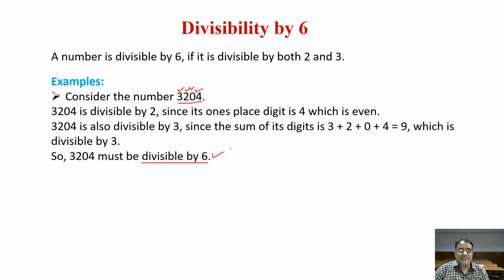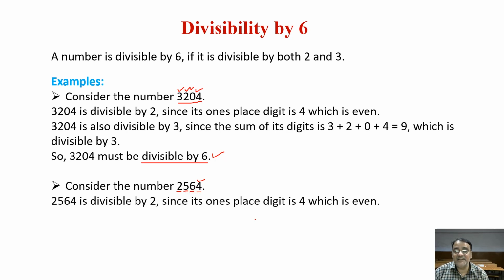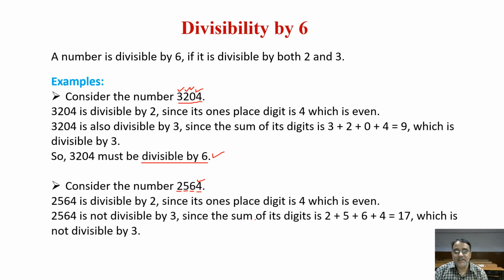Okay, so we'll see one more example. 2564. Unit place digit is 4, so that means it is divisible by 2. Now we will check for 3. 2 plus 5 plus 6 plus 4, 17. 17 is not divisible by 3. So अगर number किसी भी एक number से divide नहीं हो रहा, either 2 or 3, so the number is not divisible by 6. Right.